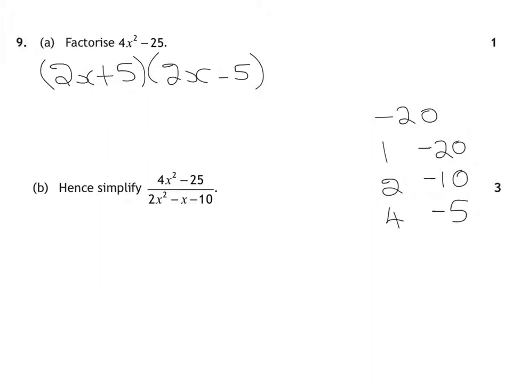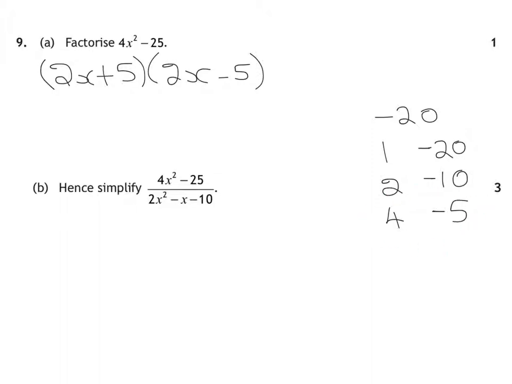Right, now looking at it, what one works for us? 1 plus negative 20, negative 19, not what I want. 2 plus negative 10, negative 8, not what I want. 4 plus negative 5, bingo, negative 1. In other words, negative x. Just remember, we don't bother putting a 1 in front of there. Those are the two that I want.